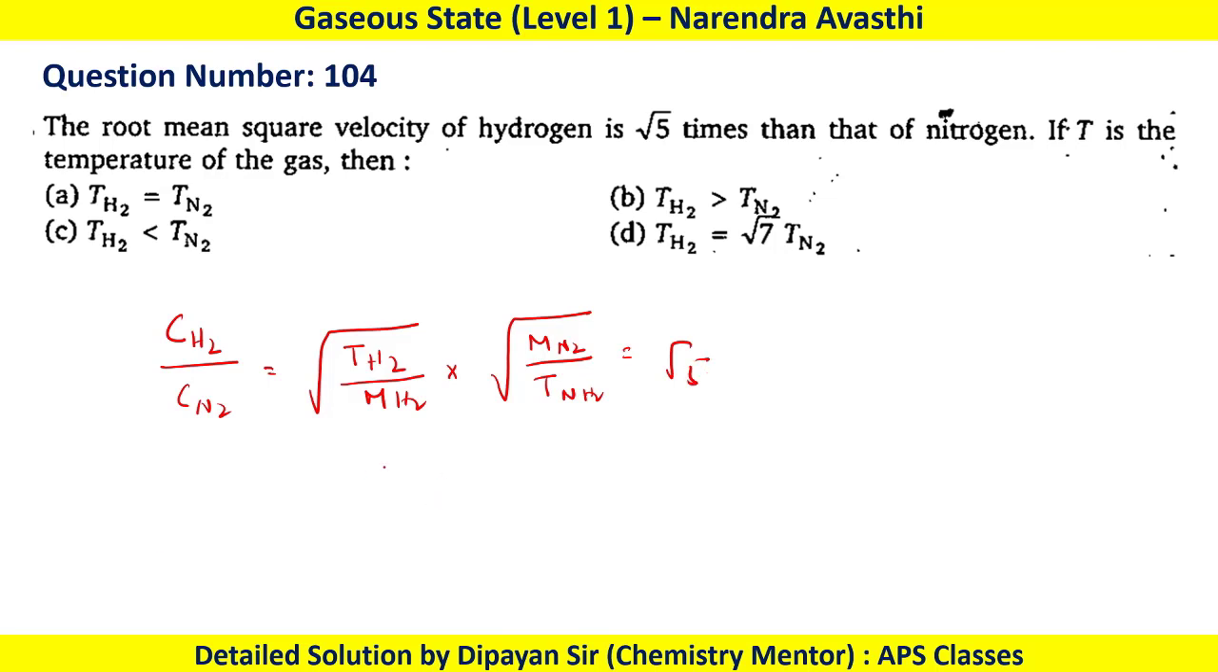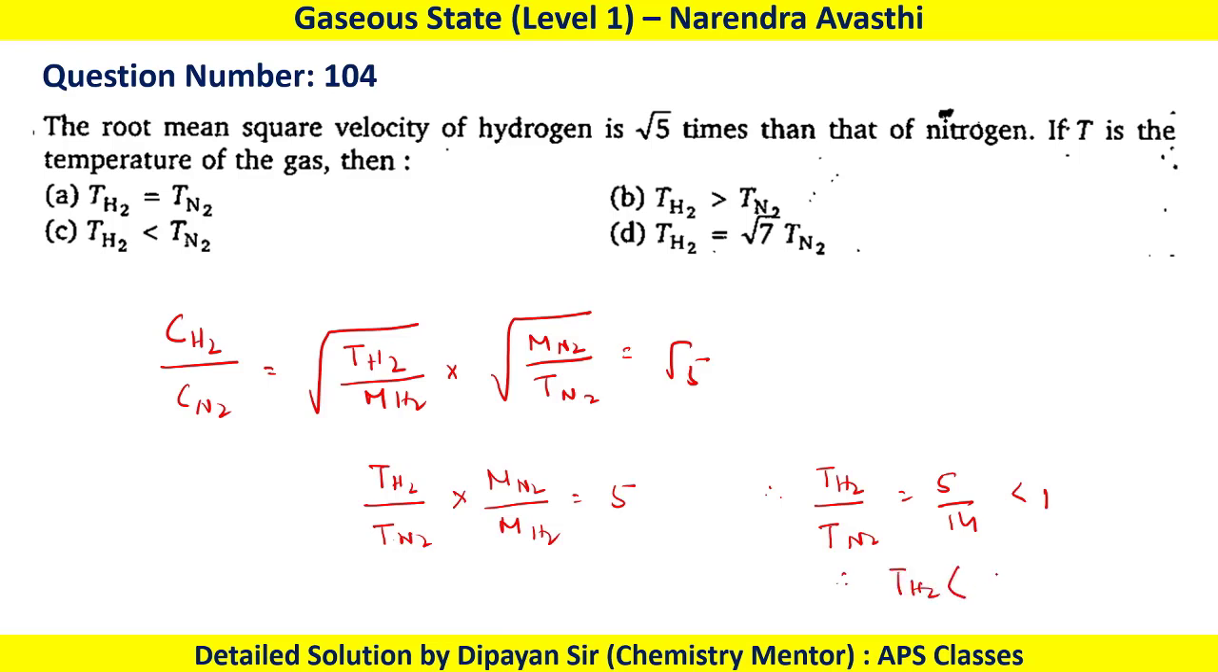Now if we square both sides, we will get temperature of hydrogen divided by temperature of nitrogen, multiplied by molecular weight of nitrogen by molecular weight of hydrogen, equal to 5. So temperature of hydrogen by temperature of nitrogen will become 5 by 14, which is less than 1. Hence temperature of hydrogen is less than temperature of nitrogen. So option C will be the correct option.